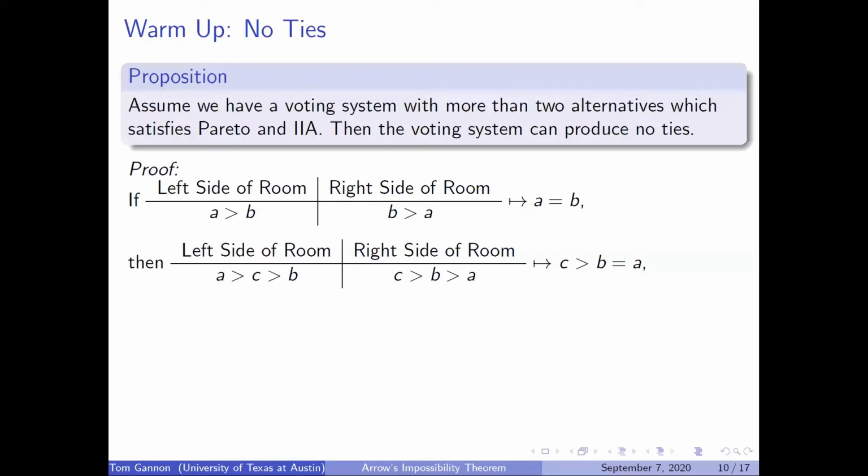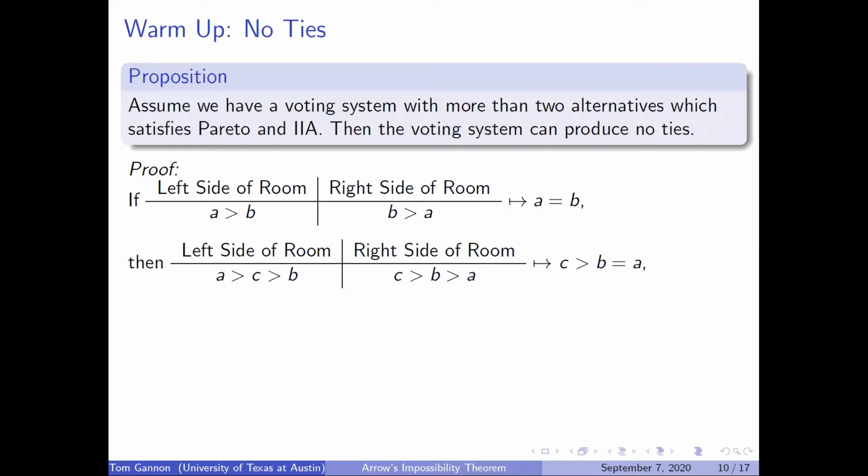Let's pretend we move some of the group of people to the left side of the room who votes A over B and the right side of the room B over A. And let's assume for argument's sake that if everyone on those sides of the room votes the way in the if statement, then the societal preference list will say A is equally preferred to B. That's what we're assuming.